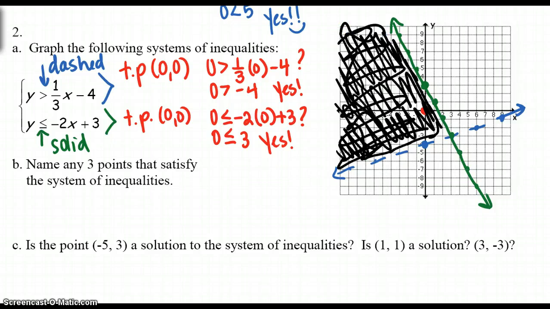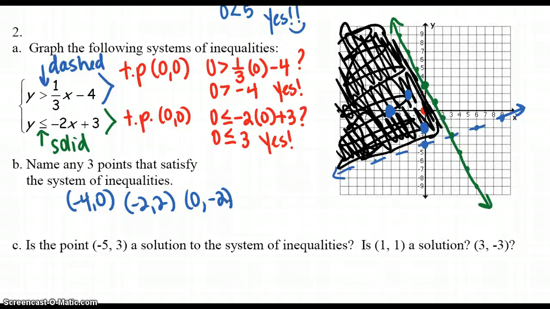So let's look at part B. Name any 3 points that satisfy the system of inequalities. Well, we can pick anything we want that is in that area right there, that shaded area, or that's on the solid line. Did you forget about that? Those all count too. Those are all solutions. So, I can use -4, 0 as a solution. I could use -2, +2 as a solution. I could use 0, -2 as a solution. So what you're seeing here is anything in that darkened area is a solution to the system of inequalities.